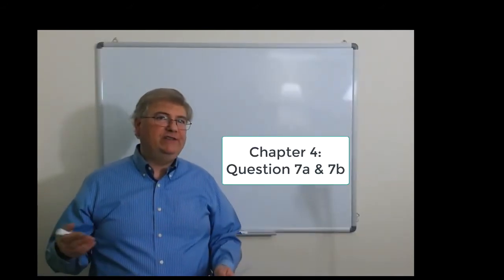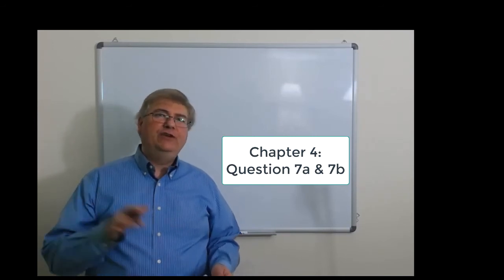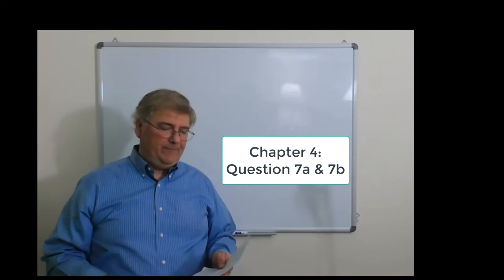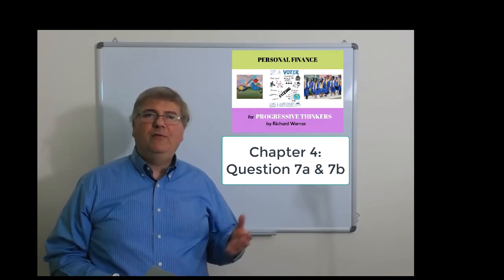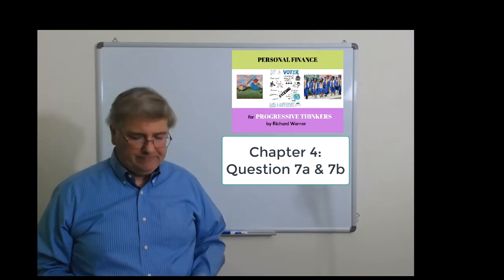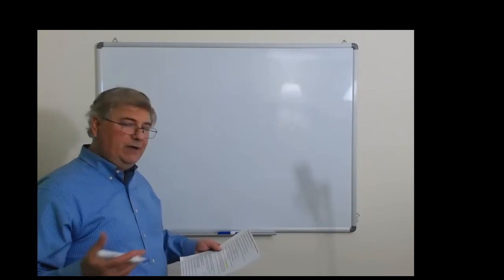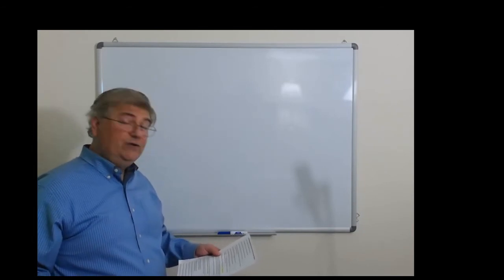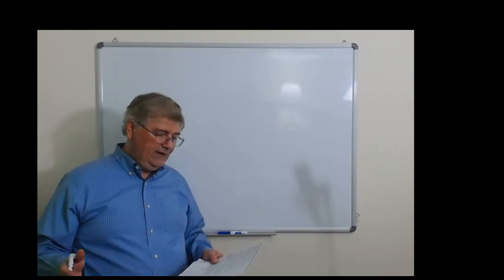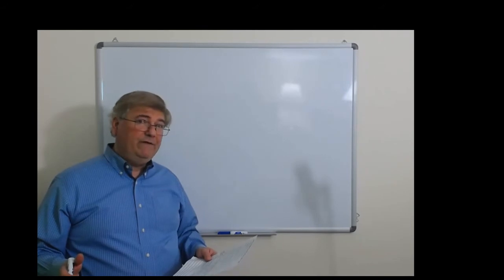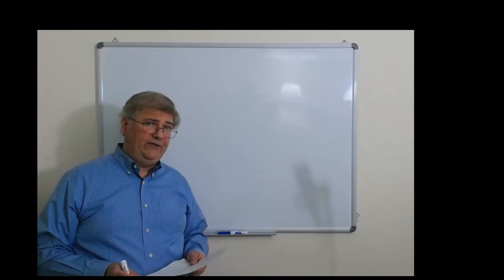Okay, I'm going to do questions 7A and B with you, and I'm just going to change the numbers again a little bit so that you can crunch out the original numbers from the textbook. Once again, we're doing questions from the end of Chapter 4 of Personal Finance for Progressive Thinkers. So question 7A states that Jim bought a condominium in Miami for $255,000 in 2006. By 2010, the market value declined by 45%. What was the market value of the condo in 2010?